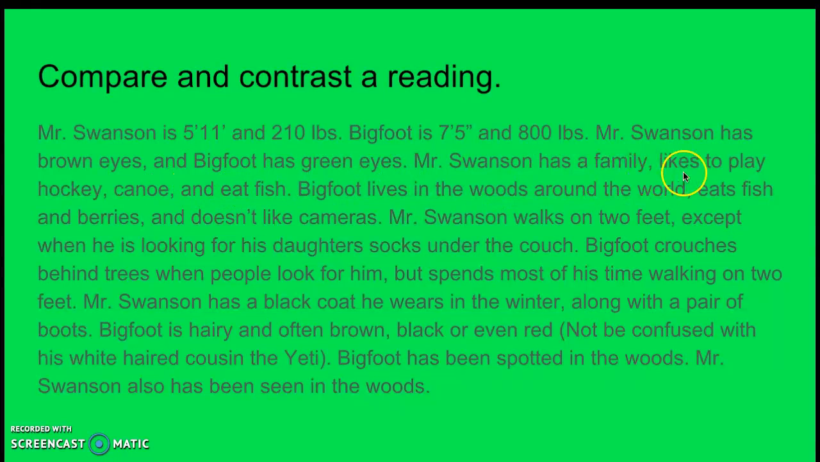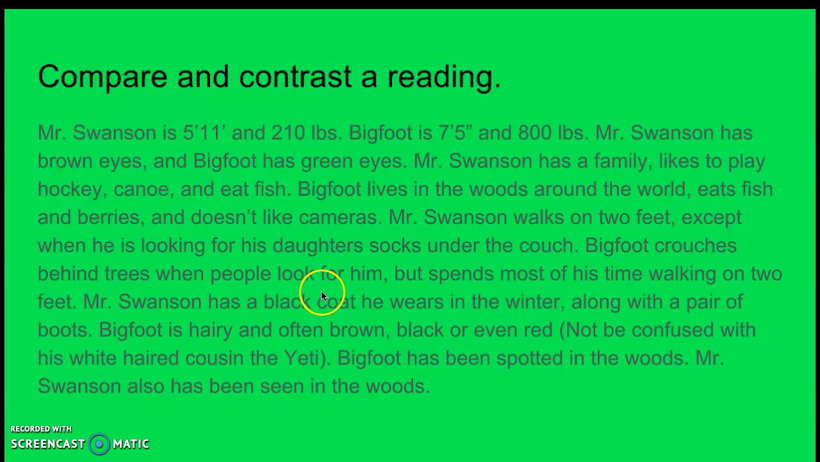Mr. Swanson has a family, likes to play hockey, canoe, and eat fish. Bigfoot lives in the woods around the world, eats fish and berries, and doesn't like cameras. Mr. Swanson walks on 2 feet except when he is looking for his daughter's socks under the couch. Bigfoot crouches behind trees when people look for him, but spends most of his time walking on 2 feet.